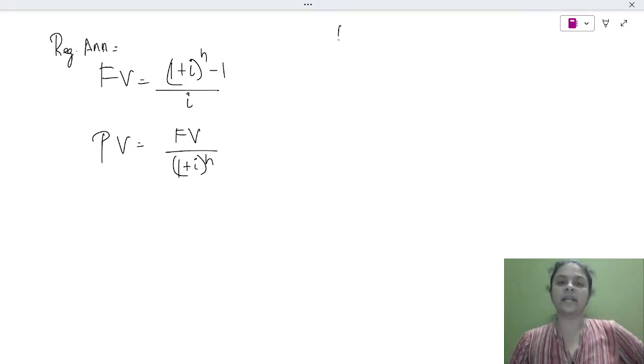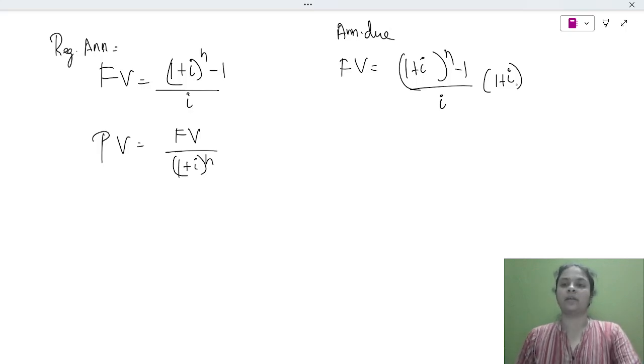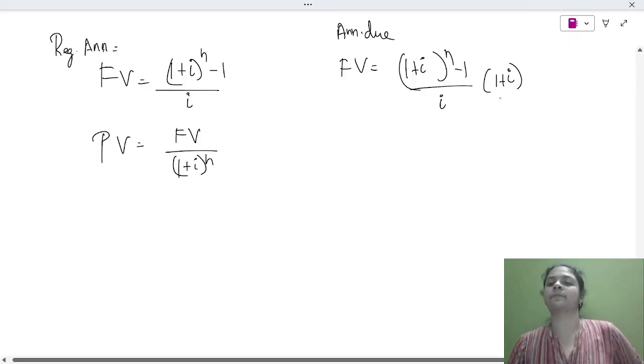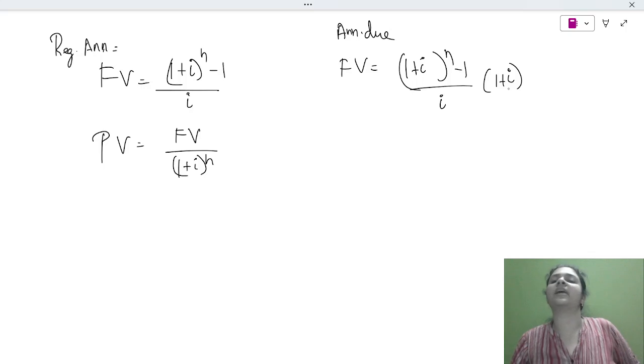Now if it is regular, that is the formula. If it is annuity due, future value is 1 plus I the whole power n minus 1 divided by I, keep this as it is, and an extra 1 plus I gets added, multiplied into 1 plus I. Why? Because you are making the annuity due payment in the beginning itself, which means one installment you are paying in the beginning itself. So for that one installment extra interest will come. Okay, so for that extra interest only 1 plus I we are calculating.